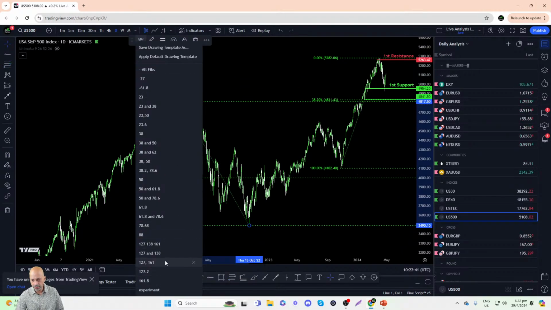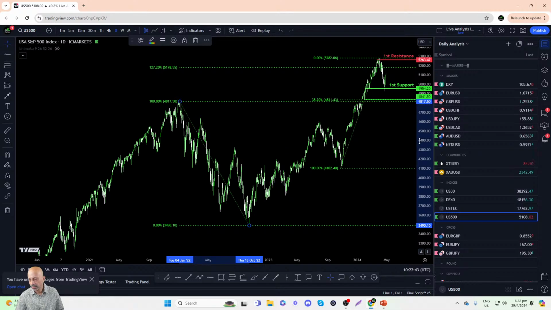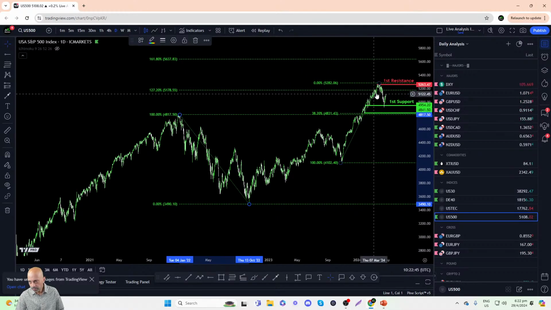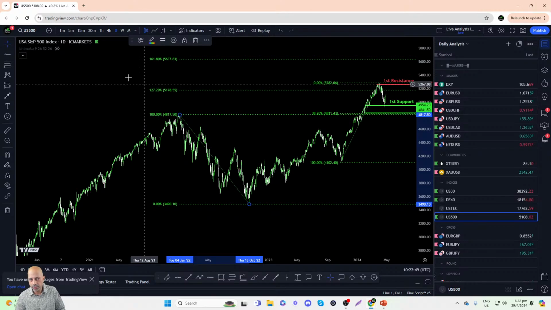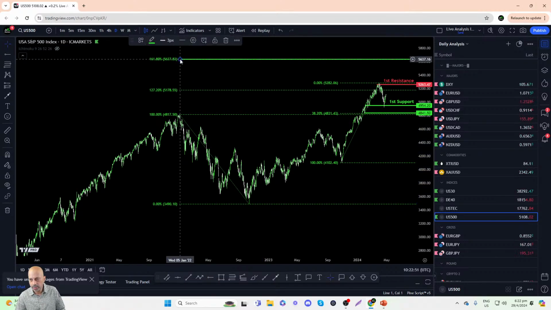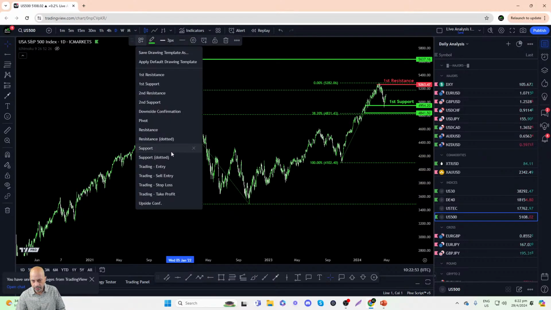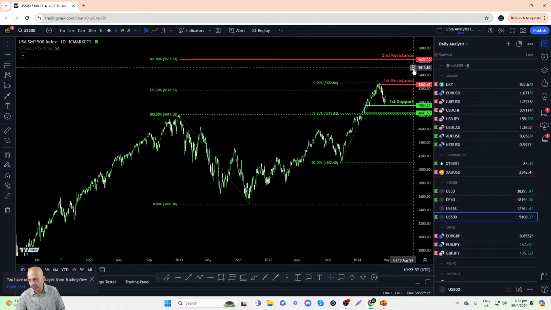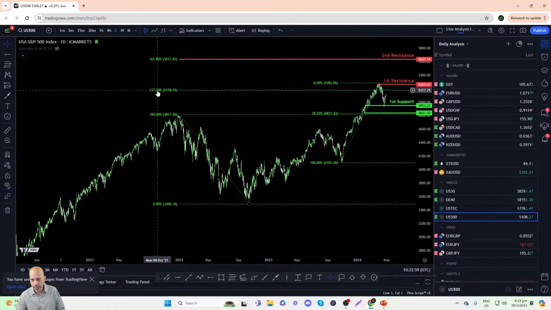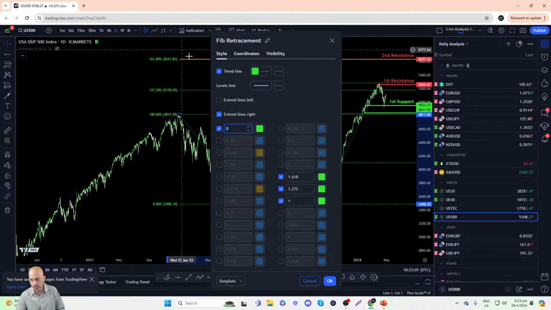Remember, key extension levels lie at 127 and 161. Quite clearly, US 500 has gone past 127, so we can't really use that. Maybe we could use the extension at 161% to identify a potential second resistance level, but of course that's quite far from where it is trading. Maybe we can try and identify something a little bit closer.